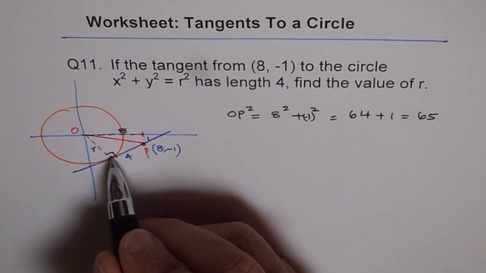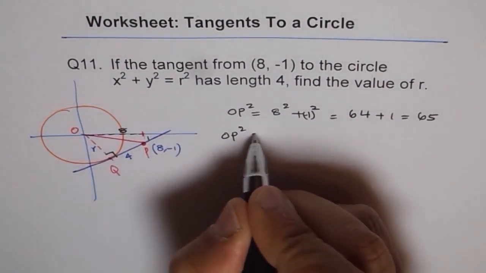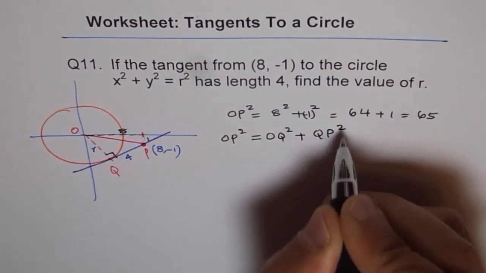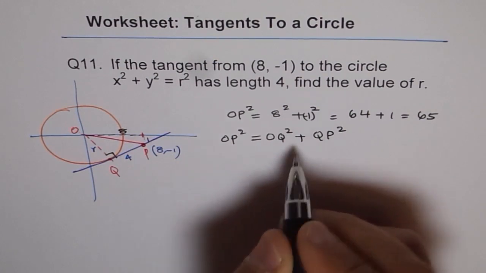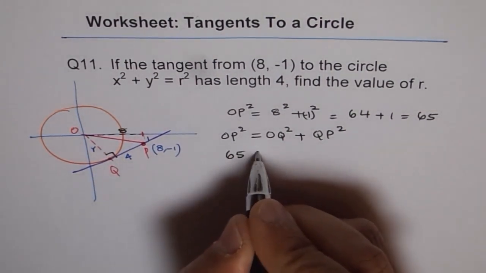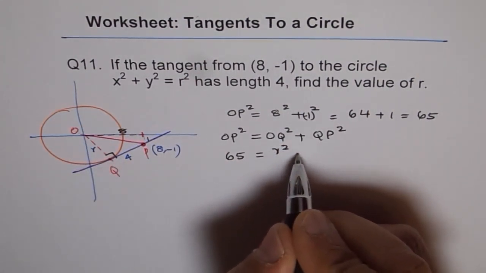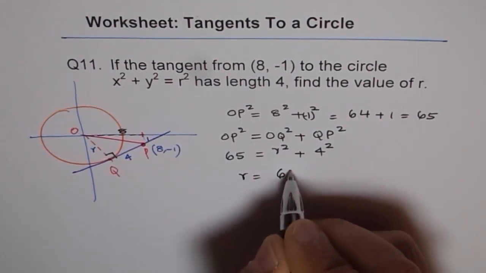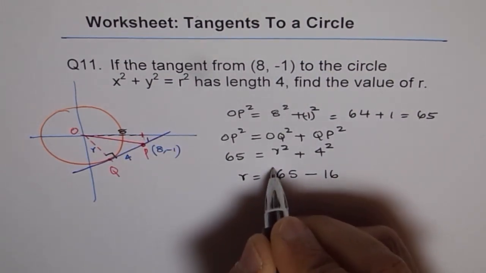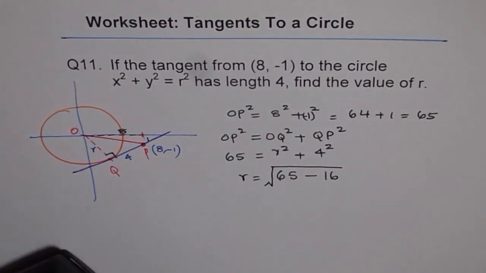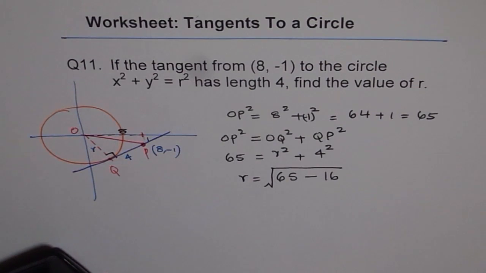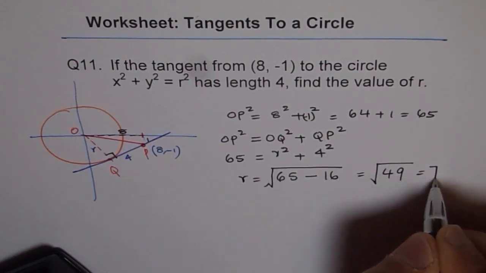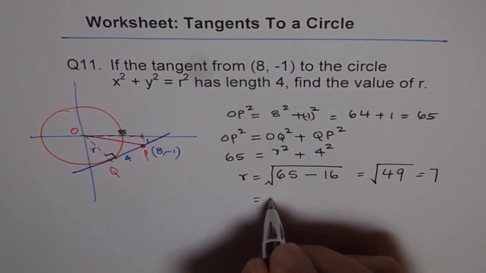From here, that's the right triangle, so OP² is also equal to OQ², which is the radius squared, plus QP², which is given as 4 in the question. OP² we just calculated is 65. So 65 equals r² plus 4². From here we can find the radius: r equals the square root of 65 minus 16, which is 49, and the square root of 49 is 7. Therefore, r is 7 units.